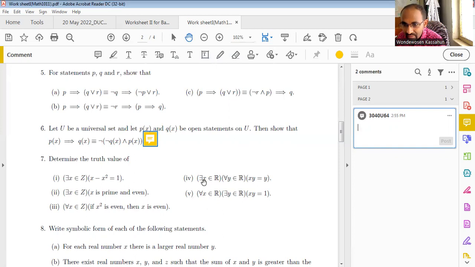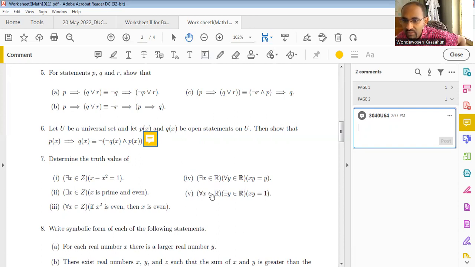So there exists x, a real number, so that for all y in the real numbers, xy is equal to y. So that x is the number 1. 1 times any real number is the number itself. So there is a unique number x, which is 1, the multiplicative identity, satisfying this property. So number 4 is also true.